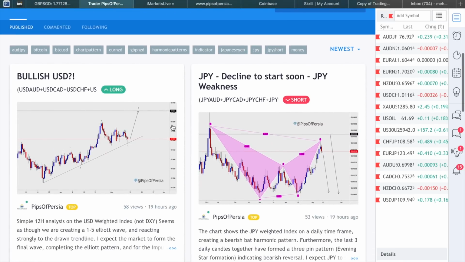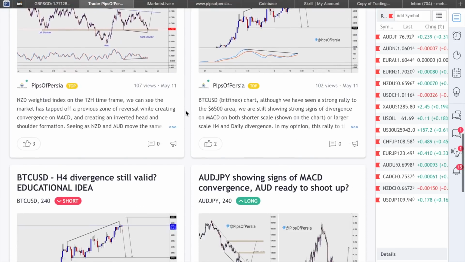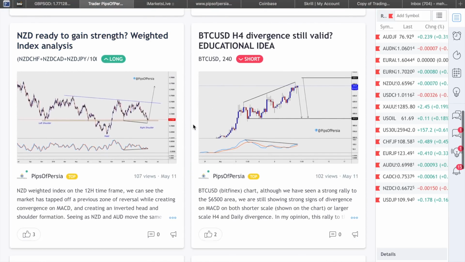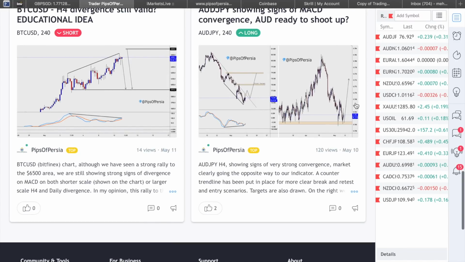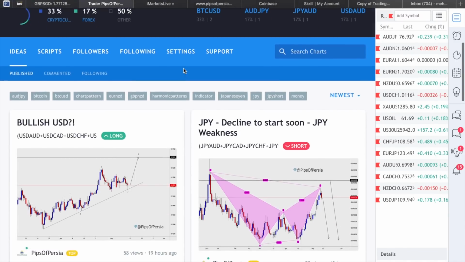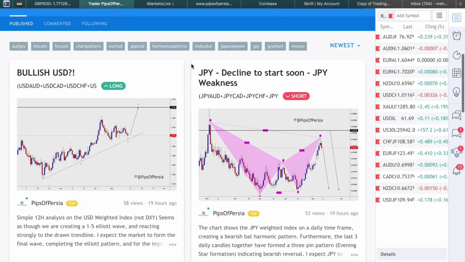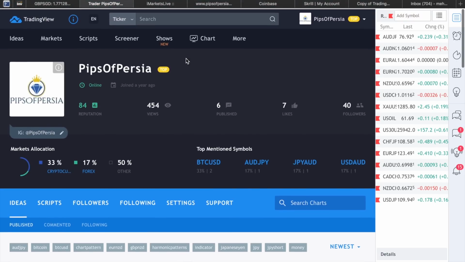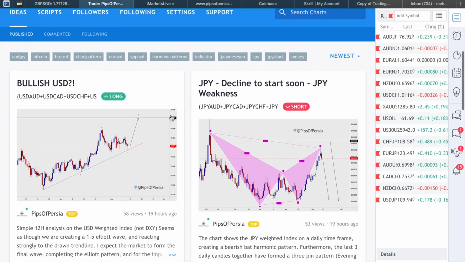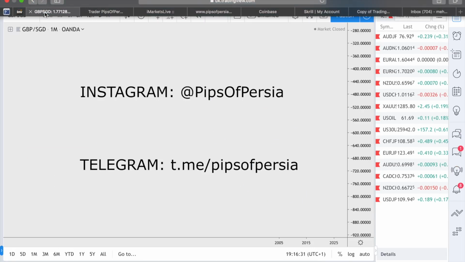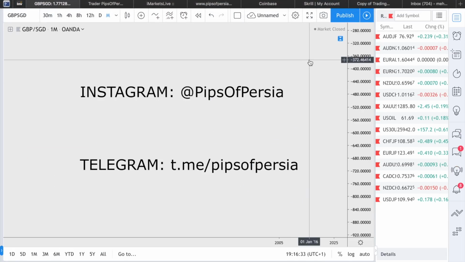I've posted some of the weighted indices that I have analyzed, such as what I expect to happen for US dollar as a currency, what I expect to happen for Japanese yen as a currency, for New Zealand dollar as a currency, and Australian dollar as a currency. I'll leave the link in the description for this profile, so you can have a look at the weighted indices. I'm not going to be covering that in the video.